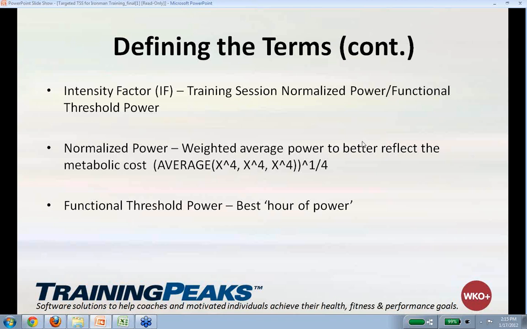We talked about normalized power in that above term. Normalized power, which is really the basic unit of the whole TSS structure, is a weighted average power that better reflects the metabolic cost of the workout. If we compare two workouts, one where you're on the flat in the aero position, just pushing out a constant 200 watts, and another where every minute you go 300 watts and then back it off to 0 and coast, both of those workouts will have an average power of 200 watts, but the one with the variability will have a much greater metabolic cost.